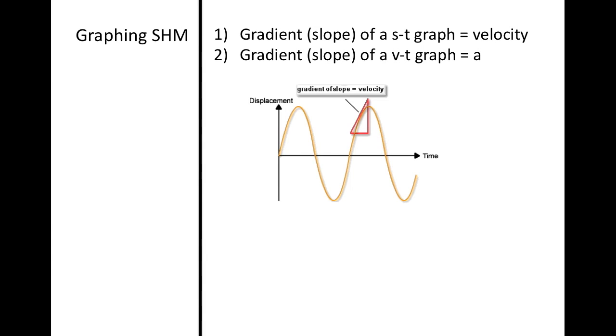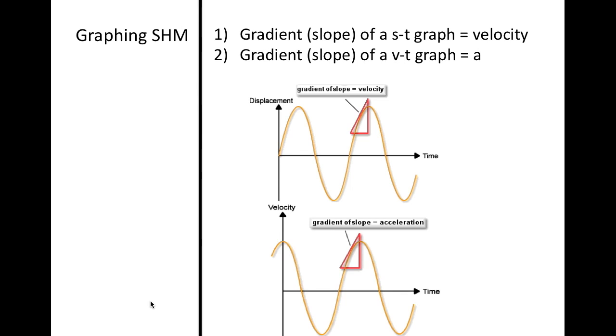You can use the displacement time graph to find the velocity at any given point. Likewise, you can find the acceleration at any given moment by finding the slope of a velocity time graph. Here are the two graphs that show that if you were to find the gradient or the slope of a displacement time or a velocity time graph, it would give you either the velocity at that moment or the acceleration.